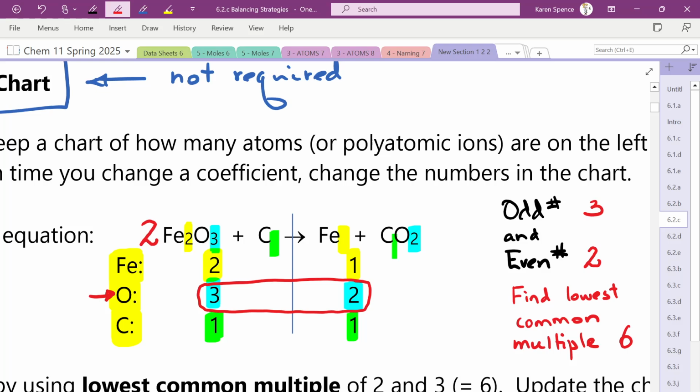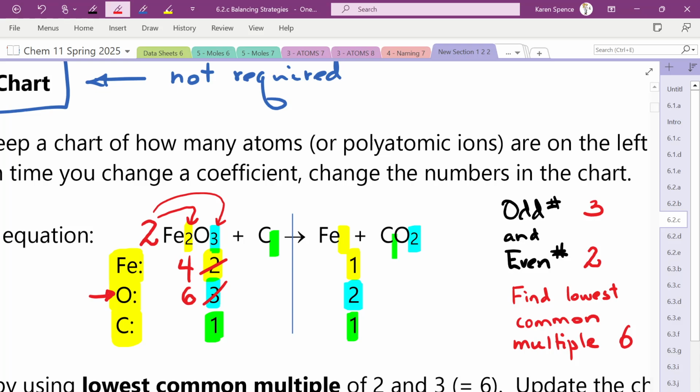If I place a 2 there, now with my chart, I have to change everything that changed. So now instead of having 3 oxygen, I have 6 oxygen. But also, instead of having 2 iron, I also have 4 iron. So do you see how the chart can help you keep track?